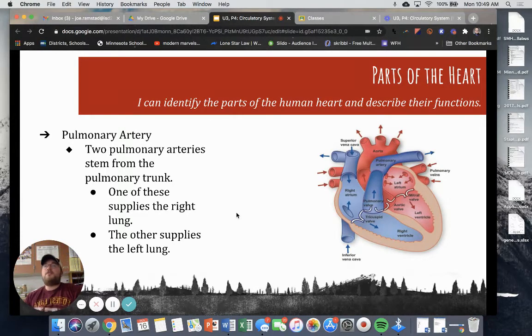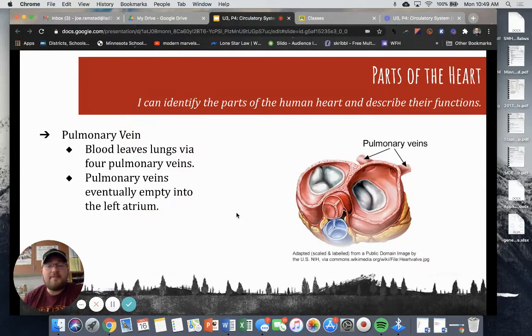The way to remember too, I didn't mention this in this video segment, but I know we've talked about it in class: arteries and veins. Arteries carry blood away from the heart. Veins carry blood toward the heart. So A away, V toward. Pulmonary veins: blood leaves the lungs via the 4 pulmonary veins, and they eventually dump into the left atrium.